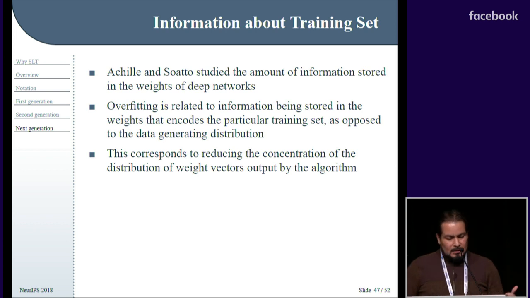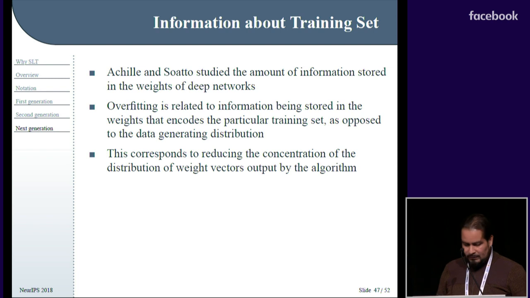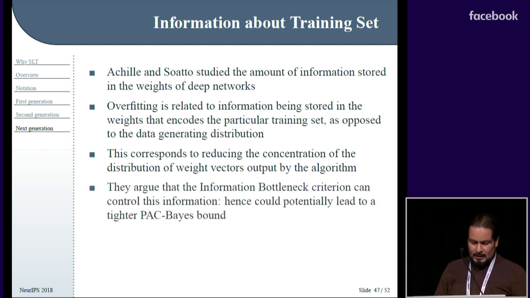So storing too much information in the particular learned weight vector is a way of weakening the concentration of the weight vector. The argument is based on the information bottleneck principle. Achille and Soatto come up with a specific function to minimize, so that if you use the bound minimizing algorithm, the output is a weight vector that stores minimal information about the particular training set, in a sense that they made specific. This could potentially lead to tighter PAC-Bayes bounds. This is something to be studied. This is something to be seen.